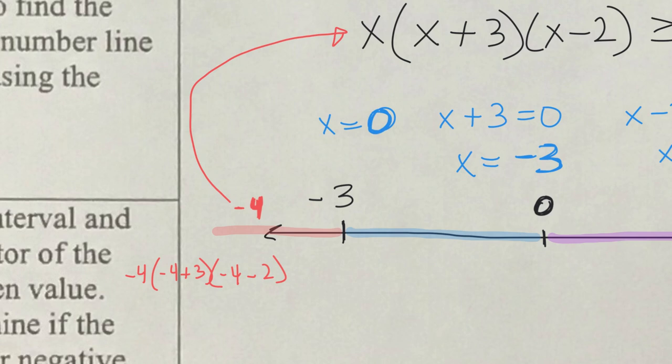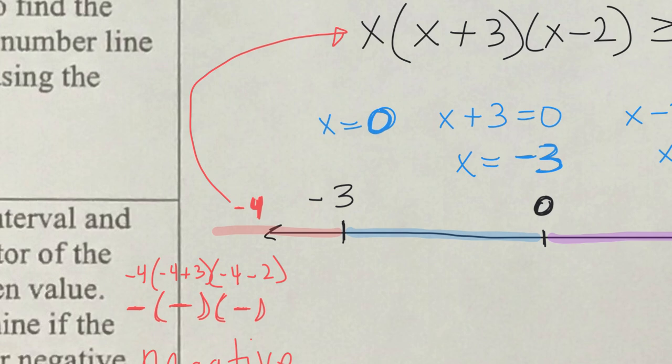Is it a positive number or a negative number? So let's see, this is a negative 4, which means we have a negative. Negative 4 plus 3 is also a negative. Negative 4 minus 2 is also a negative. So what do I get when I do a negative times a negative times a negative? I get a negative number, right? I don't know what negative number that is, but I know it's negative. Okay? Everything to the left of negative 3 is going to give me a negative y value.